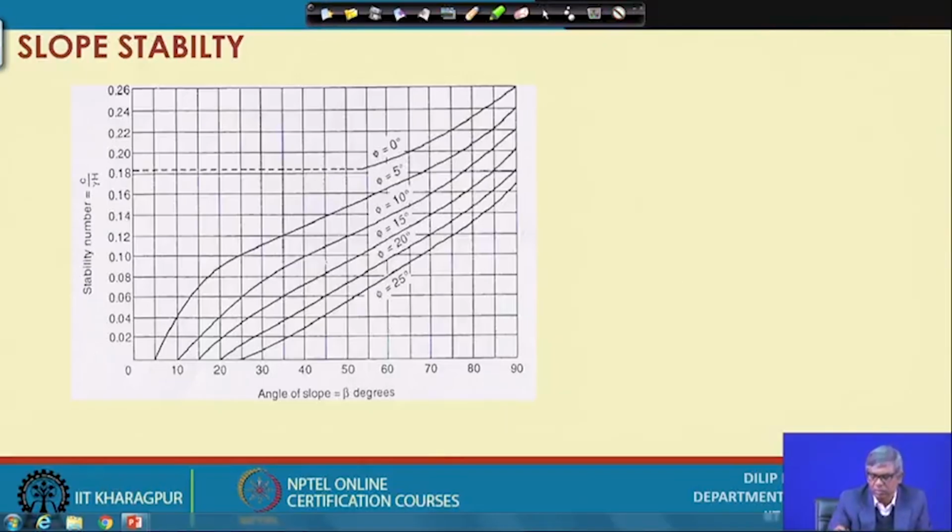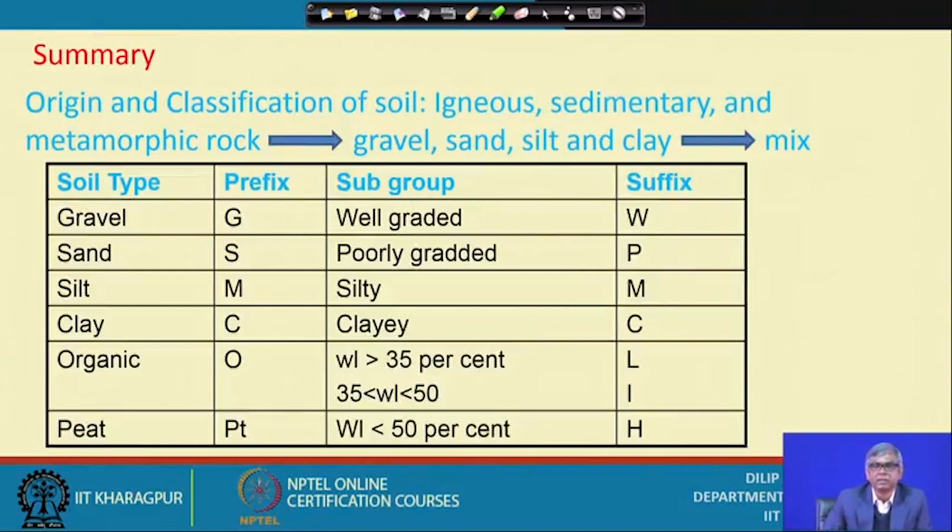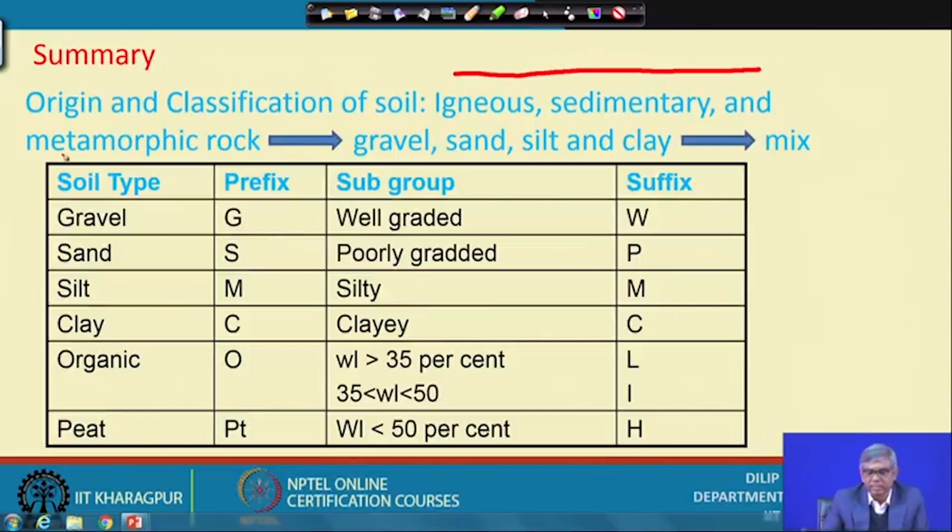Next I will go right from the beginning over what we have covered. I have initially given the origin and classification of the soil. Originally soil formed from molten magma, and through cooling it converted to rocks, and different types of rocks we have seen: igneous, sedimentary, metamorphic. With time and different physical processes, this rock converted from one to another, and then finally from rock, again with physical processes, it converts to gravel, sand, silt, clay, etc.